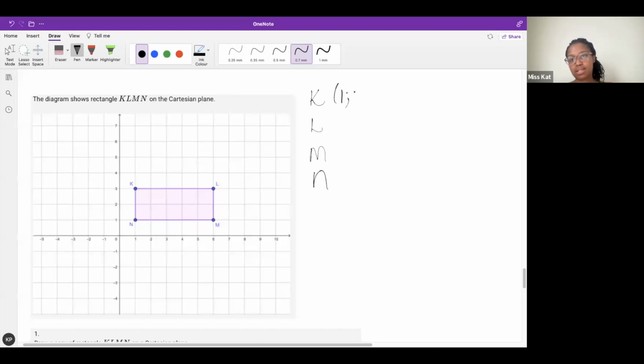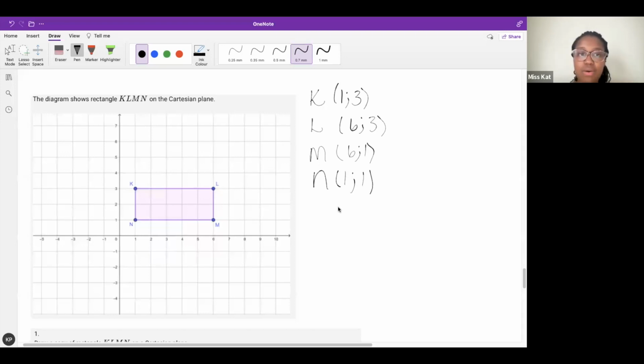So we have 1 and 3. Thank you, Jordan. What are my coordinates for L? 6 and 3. Coordinates for M, 6 and 1. Thank you. And the last one, coordinate for N. 1 and 1.